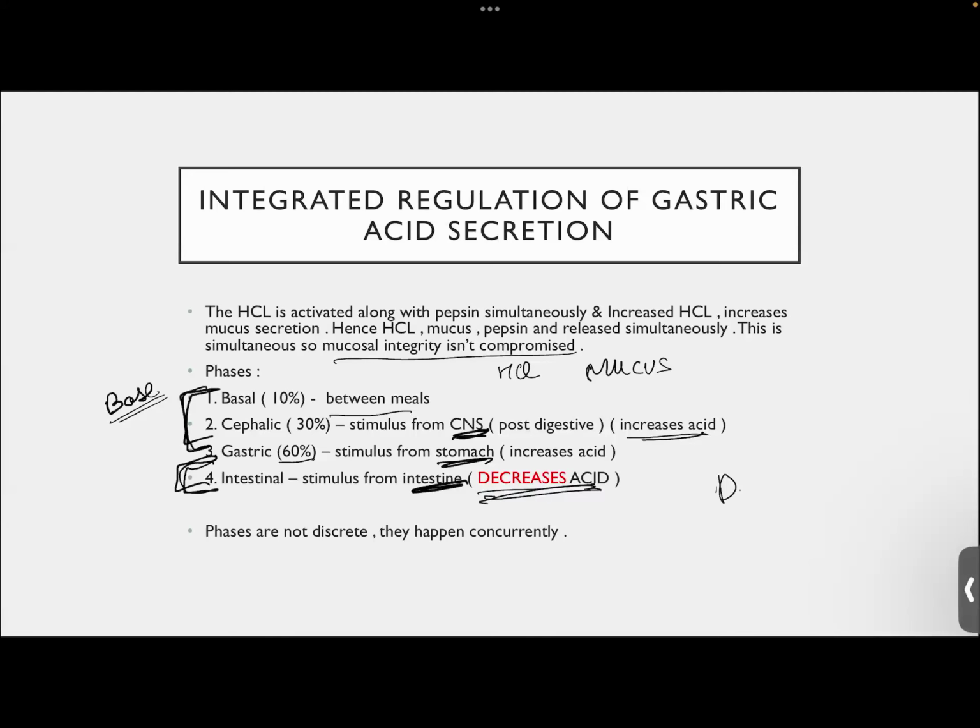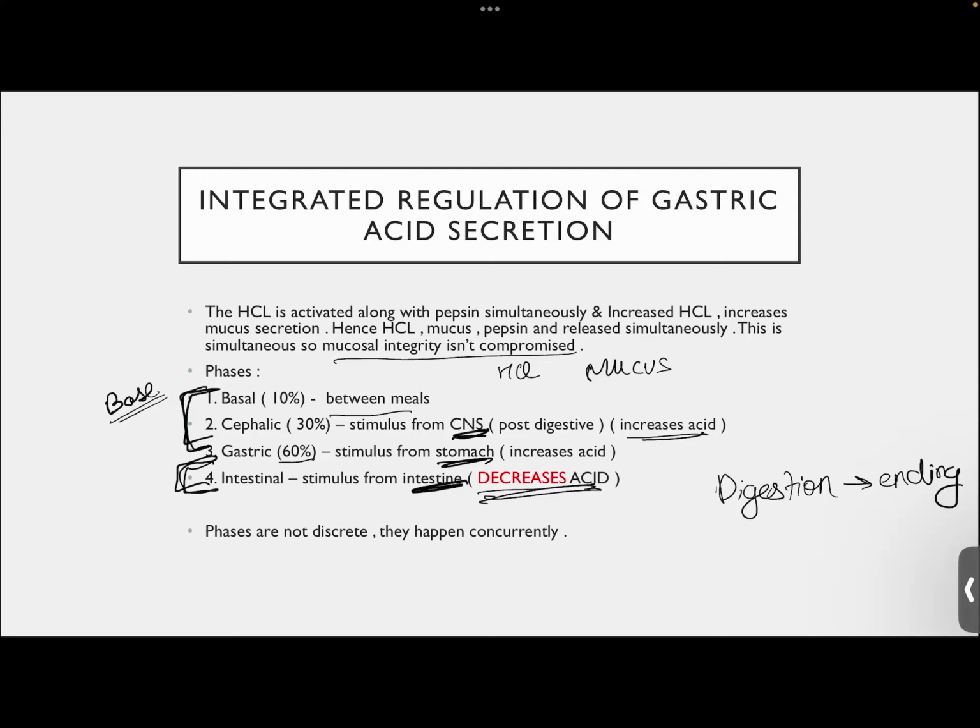So digestion, the whole process of digestion is ending, which means soon there's going to be nothing left in the stomach. The stomach is going to be empty. So why would you need acid? You don't need acid in the stomach if it's empty. And that's why intestinal stimulus decreases acid production, because it tells the stomach, okay, there's nothing left there, you can stop producing acid. The phases are not discrete, they happen concurrently.